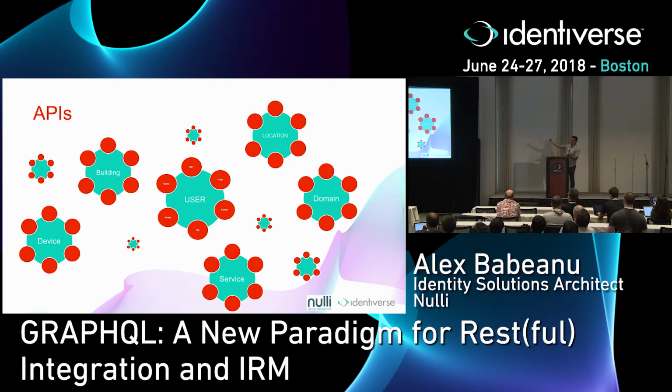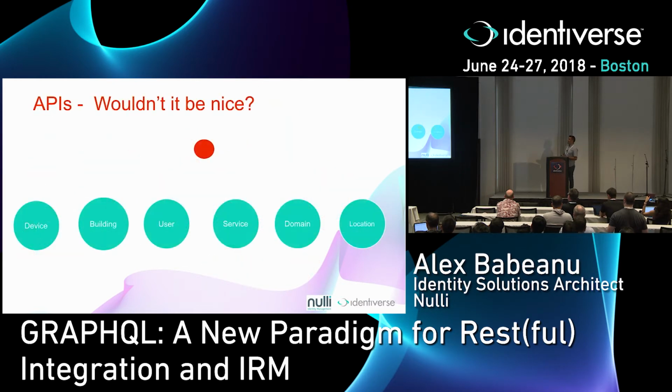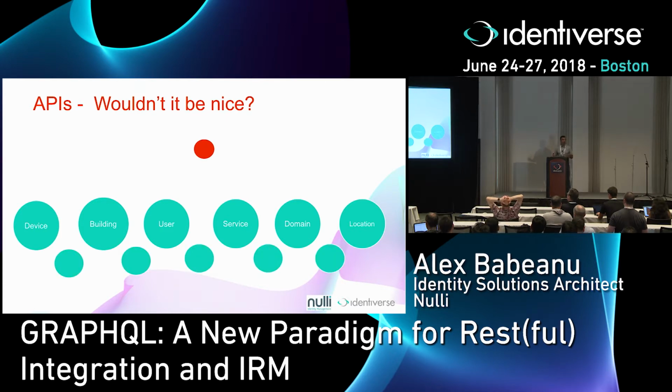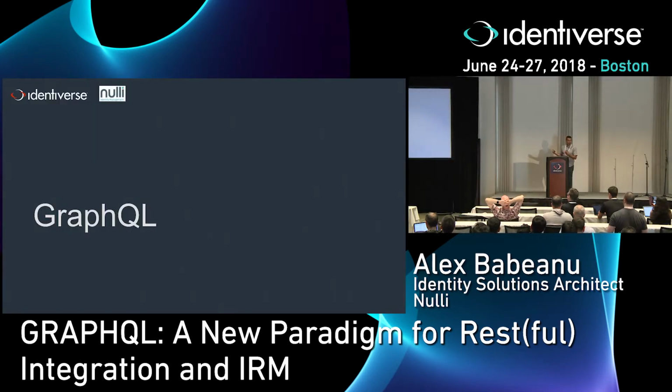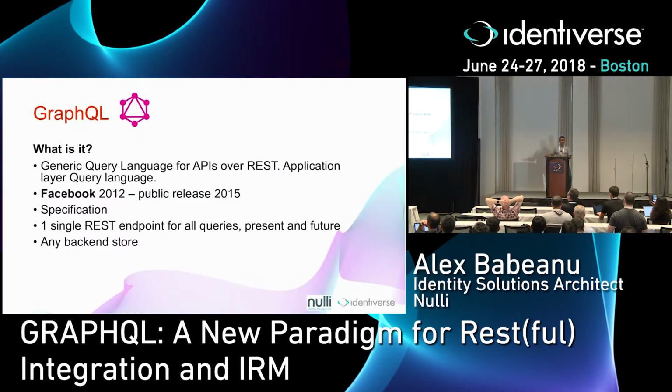So if we have a look at the current API explosion, wouldn't it be nice that instead we had only one REST endpoint that would work for all the entities we currently have? Not only all our current entities, but also all the future ones? Wouldn't that be nice? Well, this is what GraphQL proposes.